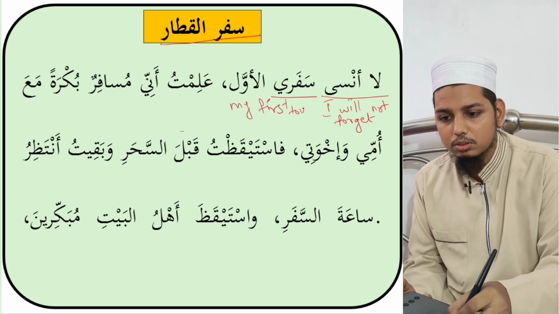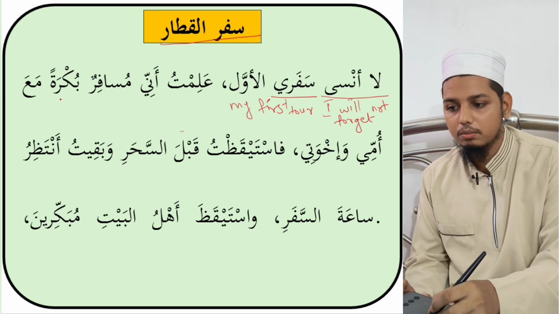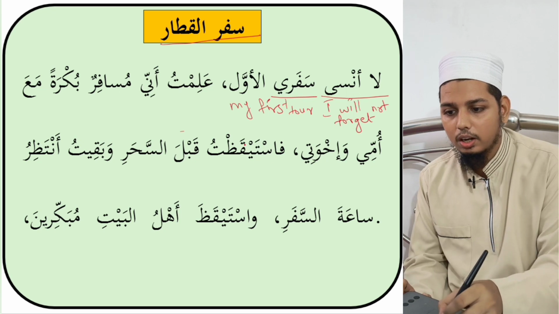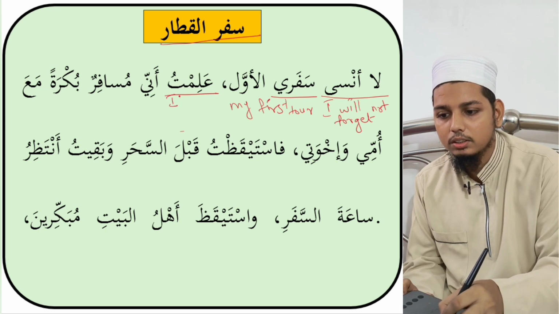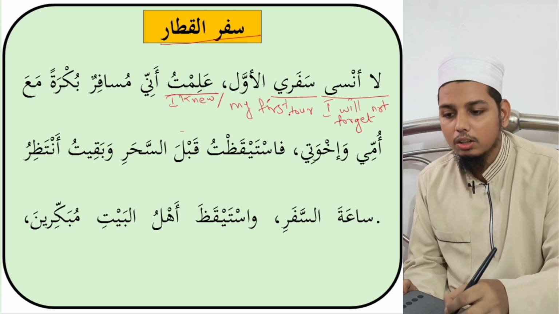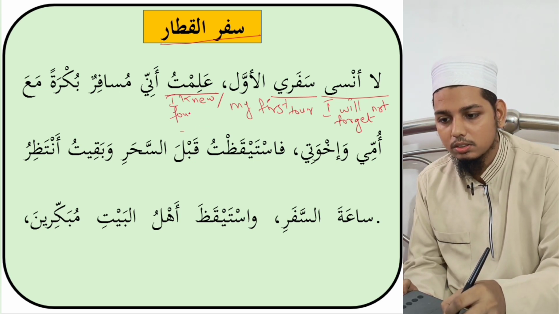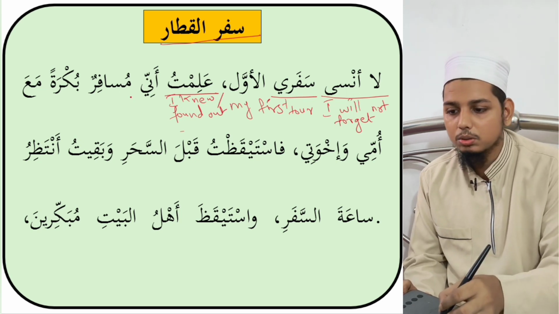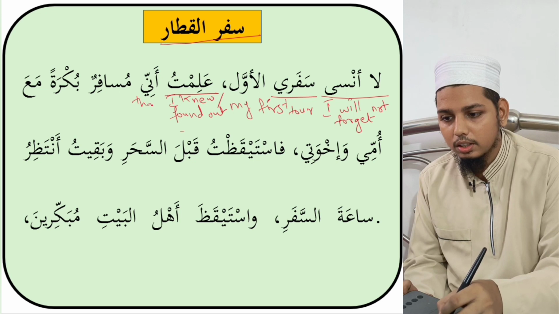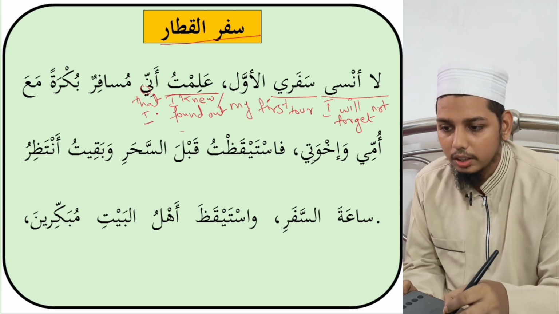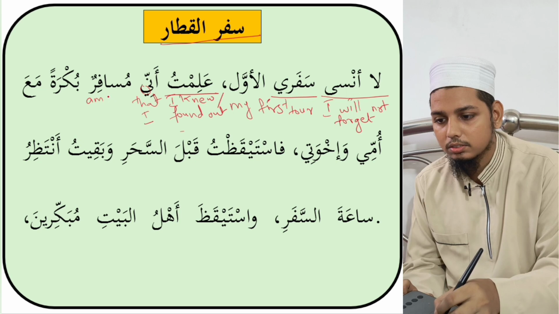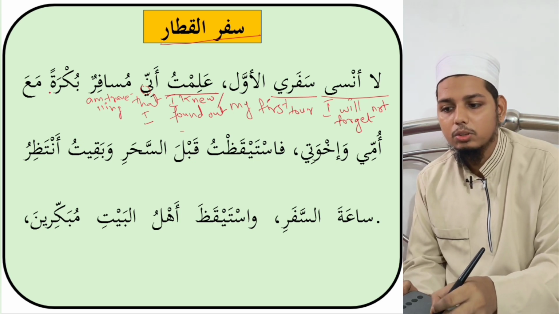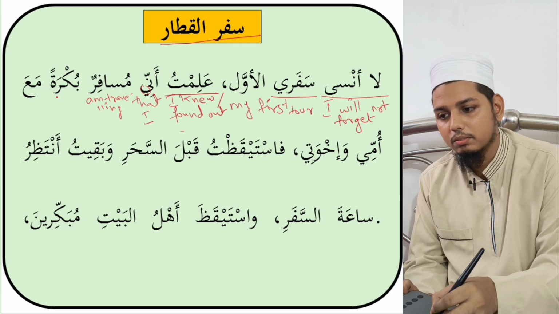Okay, alimtu anni musafirun bukratan ma'a ummi wa ikhwati. Alimtu, alima ya'lamu ilman, it means to know. I knew, it is in the past form, or you can say I found out, I came to know. Anni, an means that, and ya is I. That I, musafirun, I am a traveler, or you can say I am traveling. Bukratan means morning, the next morning.